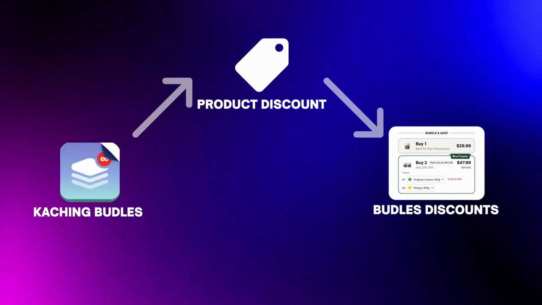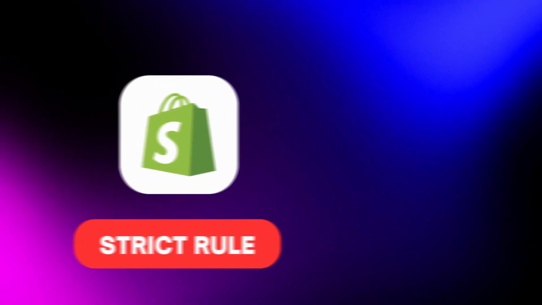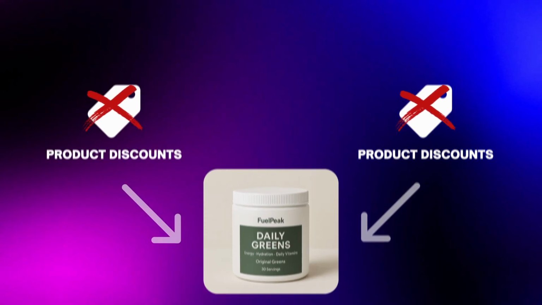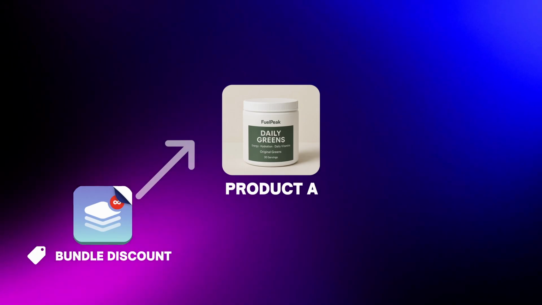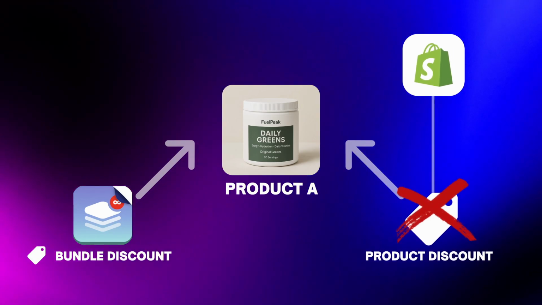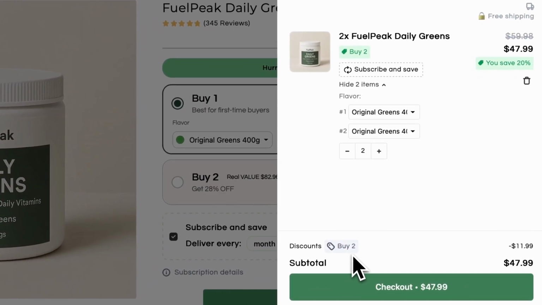Kaching Bundles always applies a product discount to the items inside the bundle, and Shopify has one strict rule: you can't apply two product discounts to the same product. So if a bundle already discounts product A and you try to add another product level discount to that same product, Shopify will block one of them. That's why only one discount shows up. Here's how to fix it.